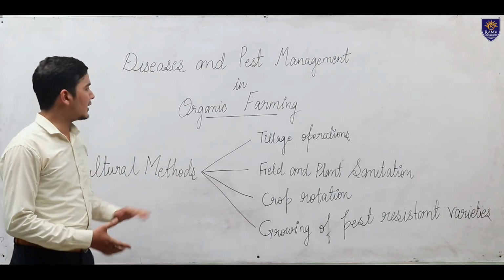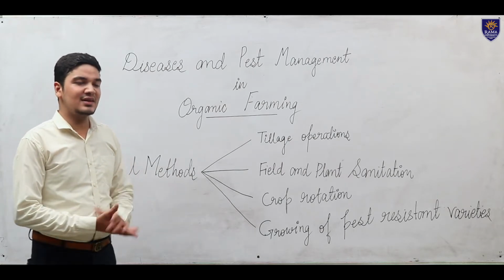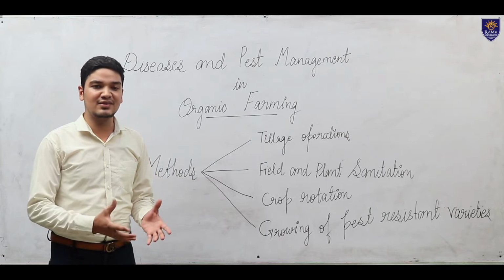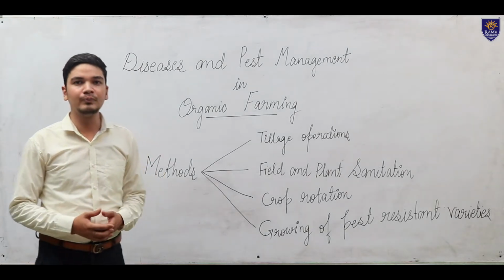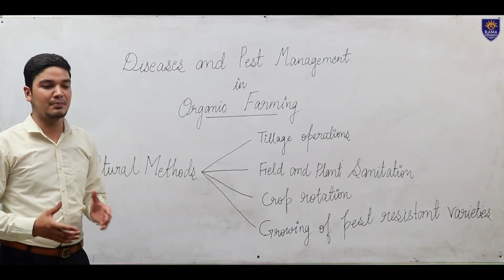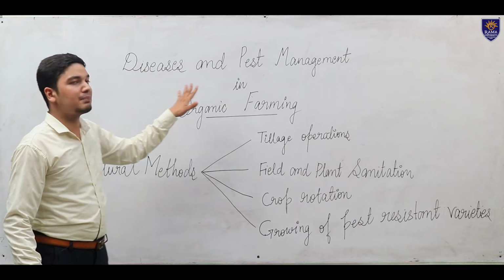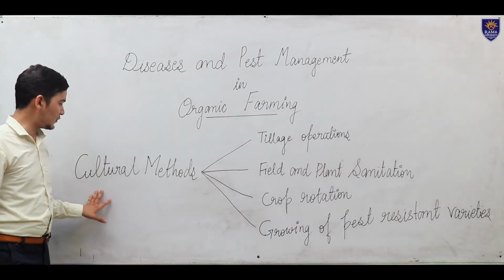So, in organic farming we are going to replace these synthetically compounded fertilizers with methods and knowledge and some special formulations of bio agents and biochemicals for disease and pest management. Here the first method is the cultural method.